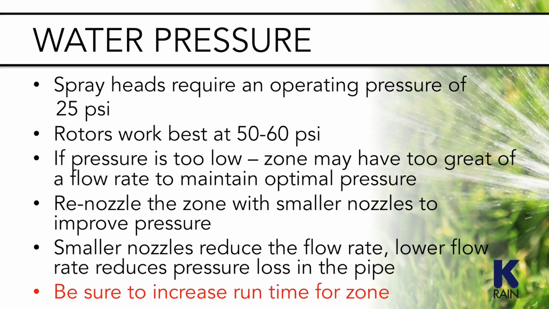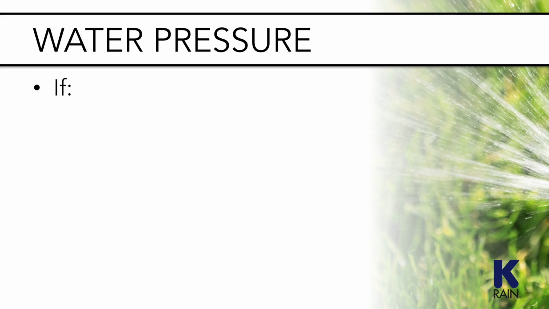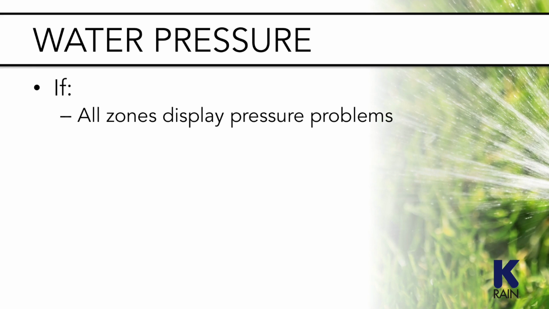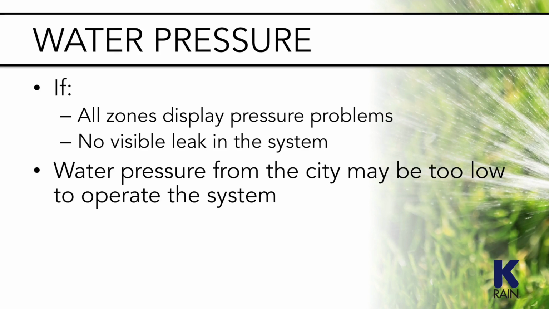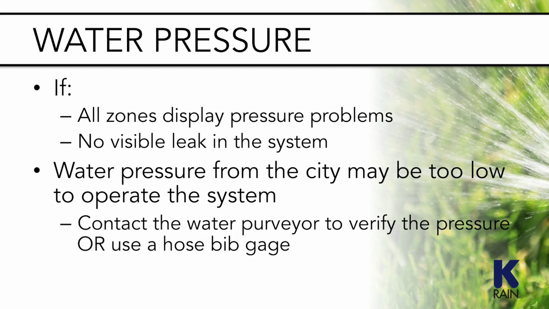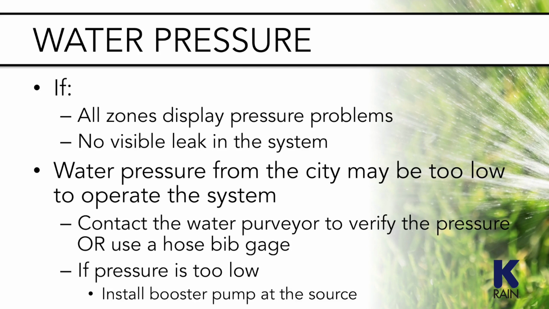If all the zones on the system display pressure problems and there is no visible leak in the system that might be causing the pressure loss, the water pressure from the city may be too low to operate the system. Contact the water purveyor to verify the water pressure on site, or use a hose bib gauge. If it is indeed too low, you can install a booster pump at the source to create the additional pressure necessary to operate the system.